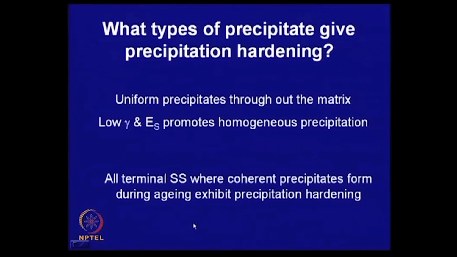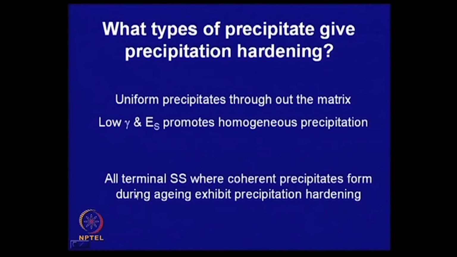Now, it will be interesting to look at what type of precipitate will be ideal for precipitation hardening. We have just seen that to get good precipitation hardening, you must have uniform precipitate throughout the matrix, and low gamma, low precipitate boundary energy and low strain energy will promote homogeneous precipitation. So, if you can promote this, you are likely to get a more uniform distribution of precipitate, which can give you better precipitation hardening.